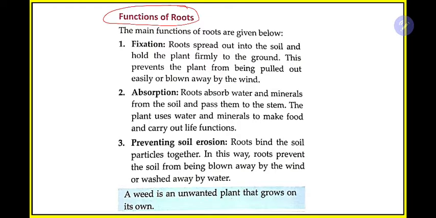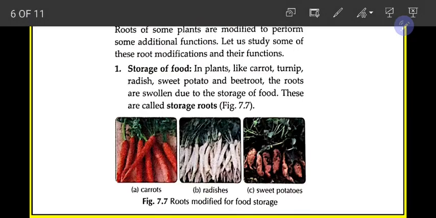So the last point over here is, what is a weed? A weed is any unwanted plant that grows by itself. Any plant which you don't want and it grows by itself in a certain place is known as a weed.